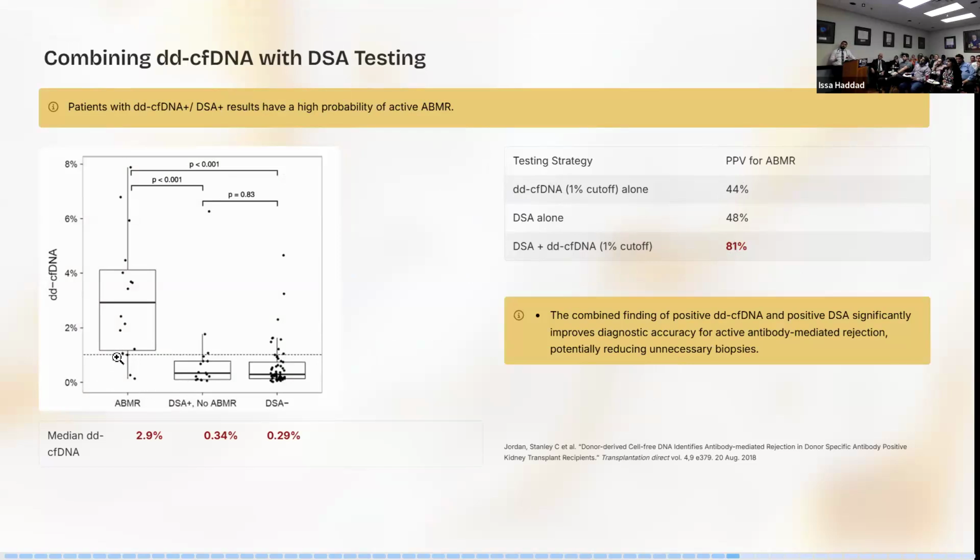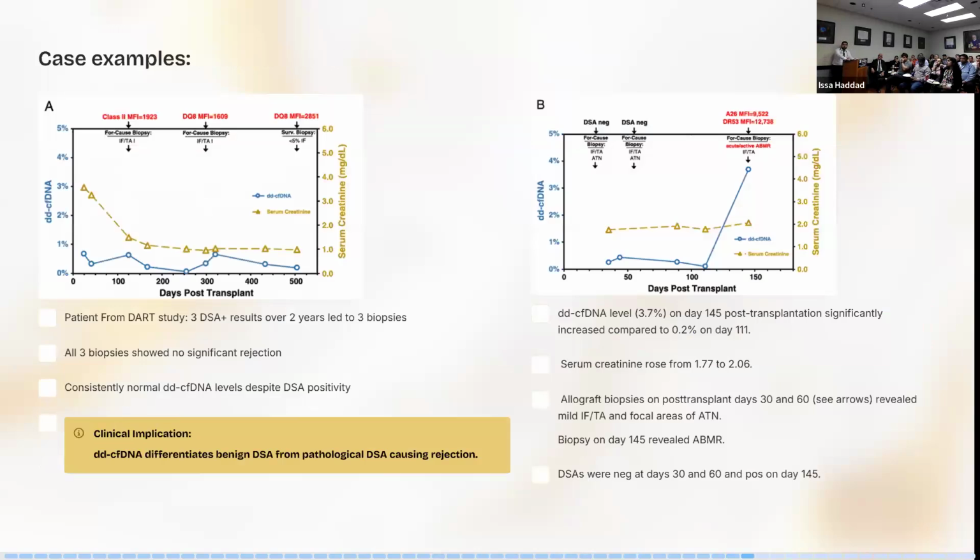And you can see here that, for example, the ABMR patients had donor-derived around 3%. If they didn't have rejection, but they did have DSA, and I'm going to touch base a little bit about how some DSAs are pathogenic, but some others might be benign. And the people who are DSA negative also had a low donor-derived. So the point I'm trying to relay is that maybe the combined finding of positive donor-derived cell-free DNA as well as positive DSA significantly improved the diagnostic accuracy for antibody-mediated rejection, potentially reducing unnecessary biopsies.